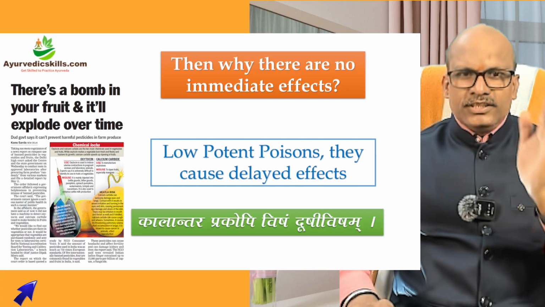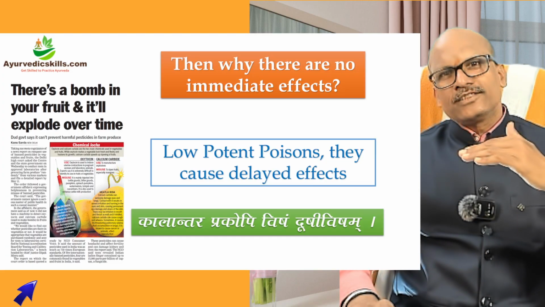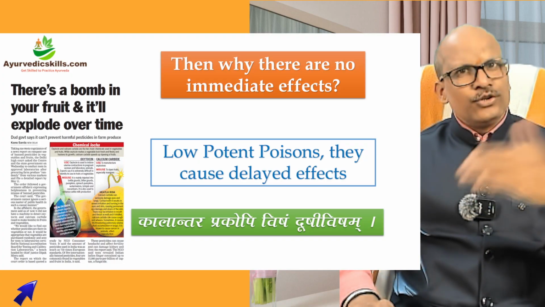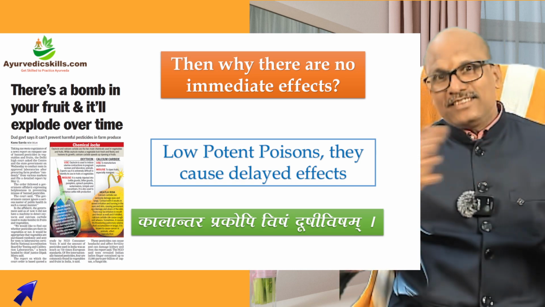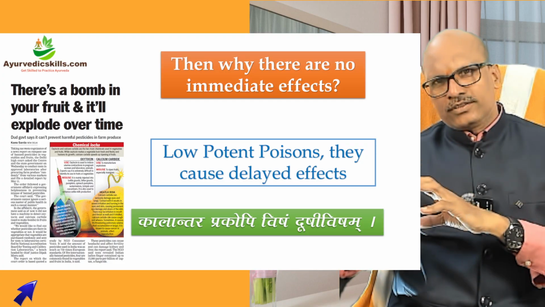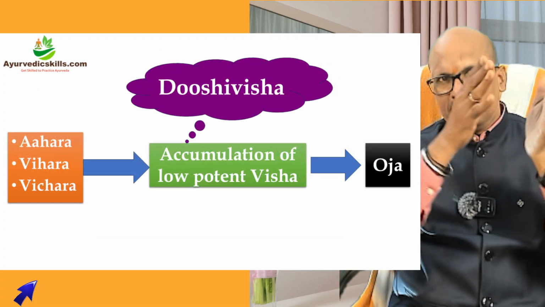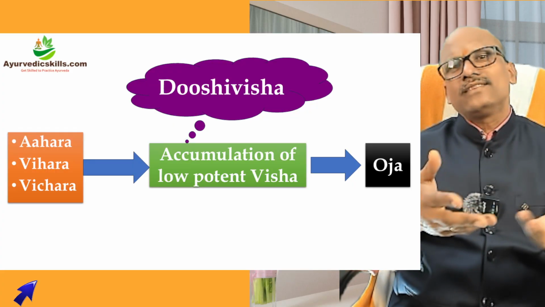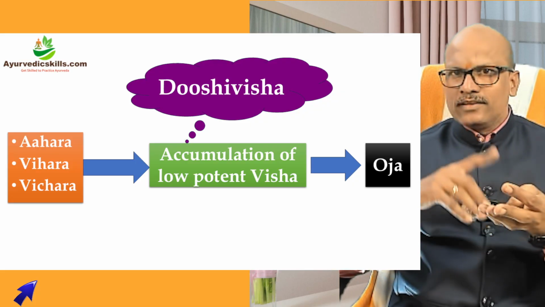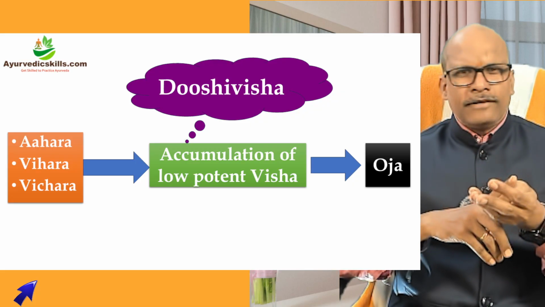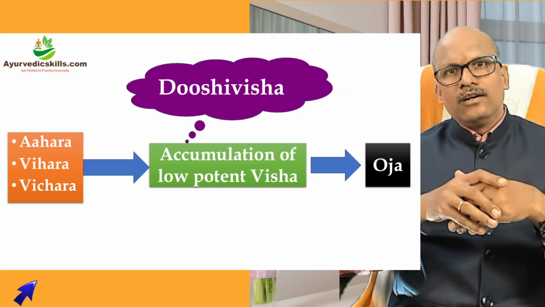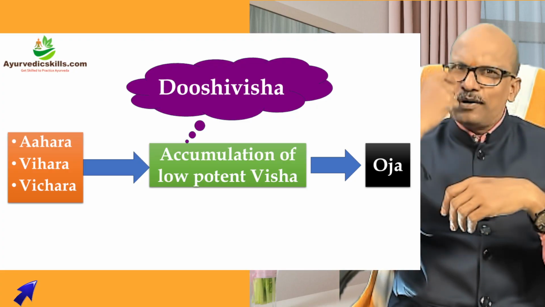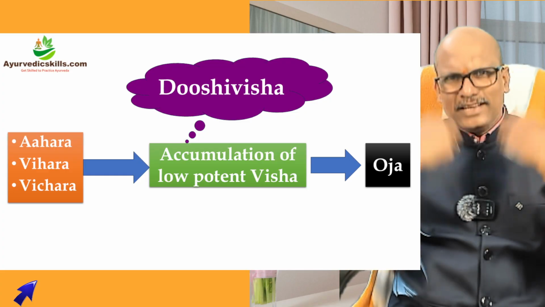Why? Because these are all low potent poisons, which we call Dushivisha. What is Dushivisha? Kalantara Prakopi Visham, Dushivisha. It does not cause immediate manifestation. It stays in the body over a period of time and then causes clinical manifestations. This happens through ahara and vihara, like occupation and chemical exposure. For example, recently we had a case. The patient was working in the flex industry. That smell. Gandha is Prithvi Mahabhuta. When we perceive gandha, Prithvi Mahabhuta is entering our nose, meaning the chemical is entering our body.